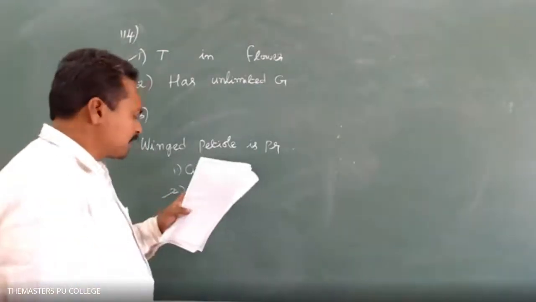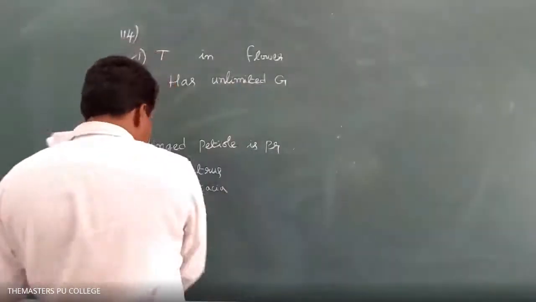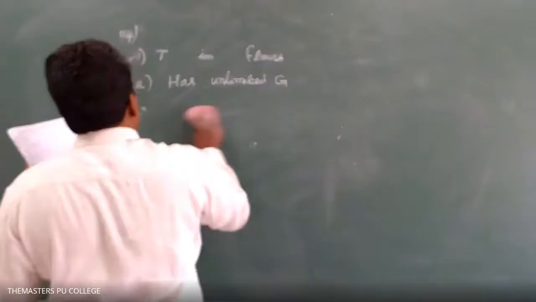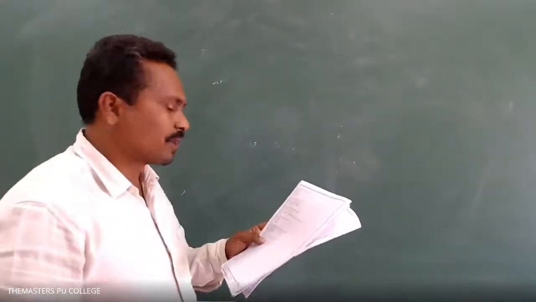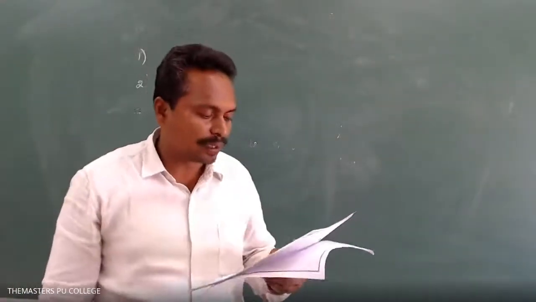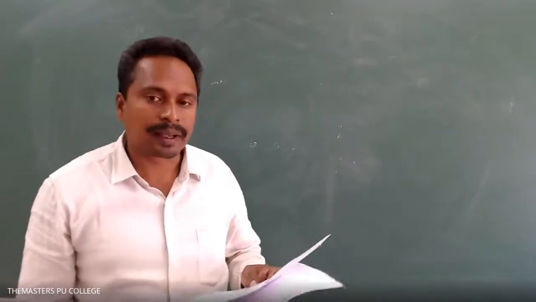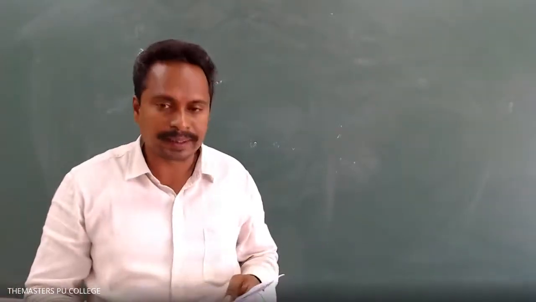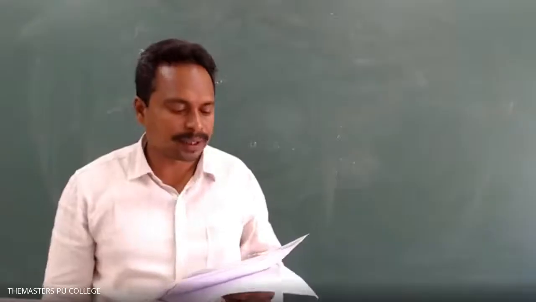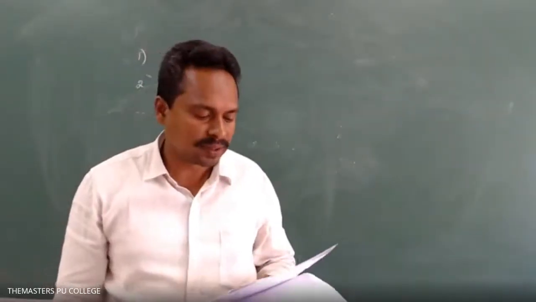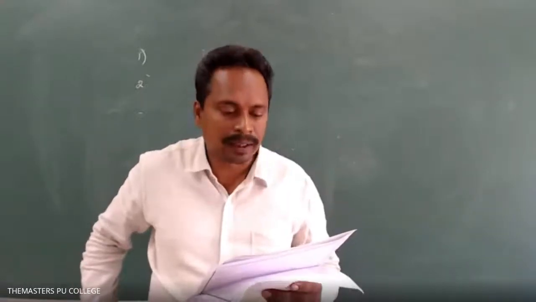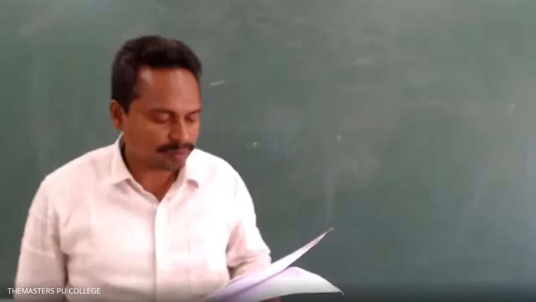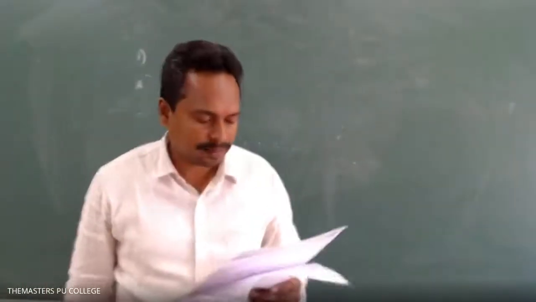The arrangement of the leaves on the stem is called phyllotaxy. Option 1 venation. Option 2 vernation. Option 3 phyllotaxy. Option 4 anticlinal. Very good. Option 3 is the correct answer. Next, 117. Insectivorous plants catch insects for obtaining nitrogen. Very good. The fourth option is the correct answer.